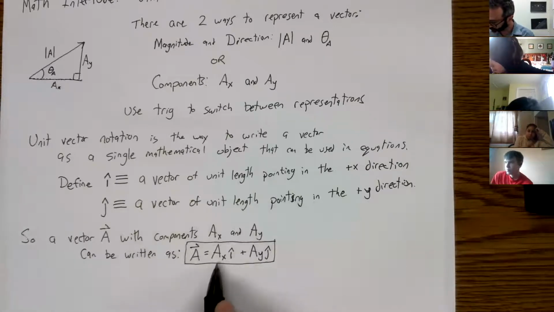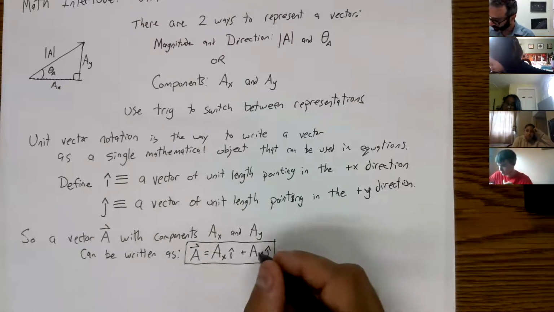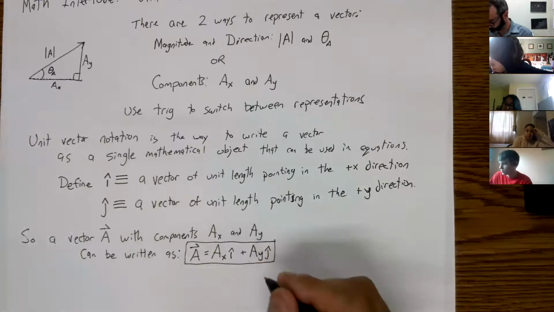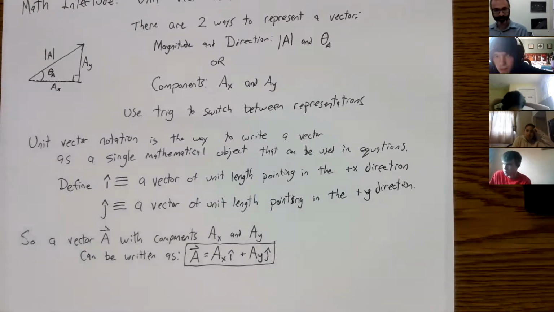So it's the x component times a unit vector in the x direction, right? So you're taking the magnitude of the x component times the magnitude of 1, but the i hat just makes it point in the x direction. And AY is the magnitude of the y component, how long the vector is in the y direction, and multiplying it by j hat makes that piece of it point in the y direction.